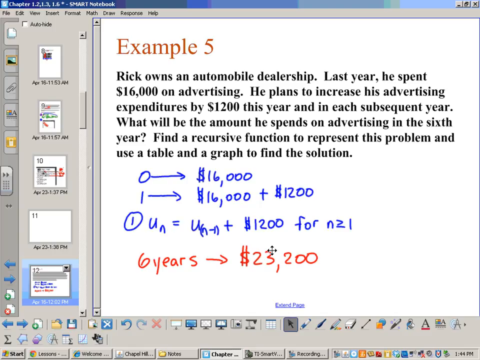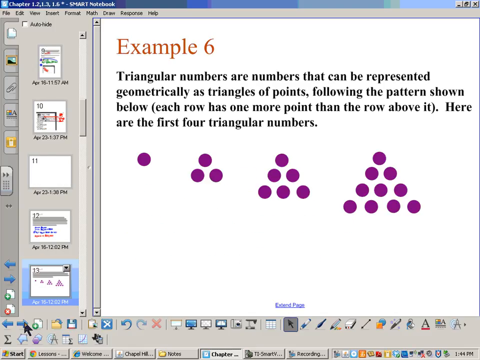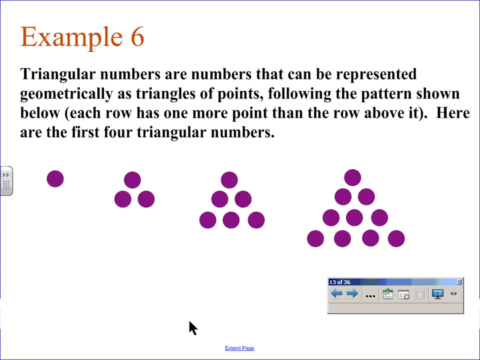All right, and let's look at one more example. And this one, I'm actually going to get you to do this example. So here we have triangular numbers, and they're represented geometrically here. And what I would like you to do is to find the recursive function for this. You're going to find the recursive formula for this. And then after you find the recursive formula, you're going to find the 20th triangular number.